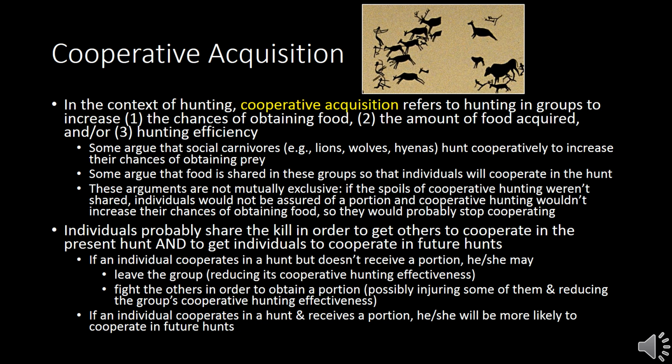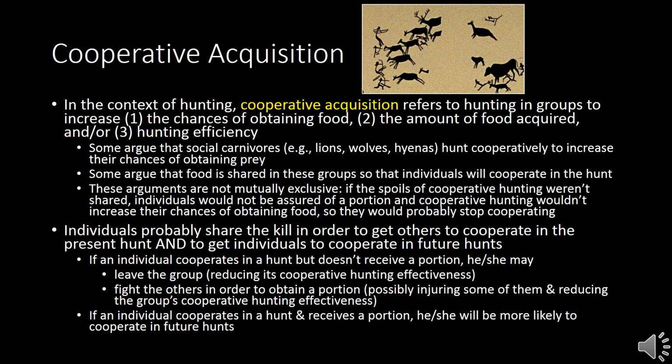Some argue that social carnivores such as lions, wolves, hyenas, and African hunting dogs, and also perhaps baboons and chimpanzees, hunt cooperatively in order to increase their chances of obtaining prey, while some argue that food is shared among these groups so that individuals will cooperate in the hunt. These arguments are not mutually exclusive. If the spoils of cooperative hunting weren't shared, an individual could not be assured of a portion, and thus cooperative hunting would not necessarily increase the individual's chances of obtaining prey.